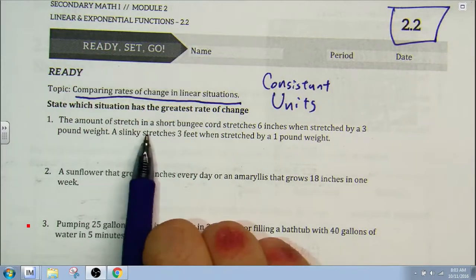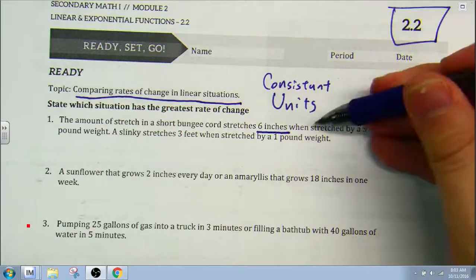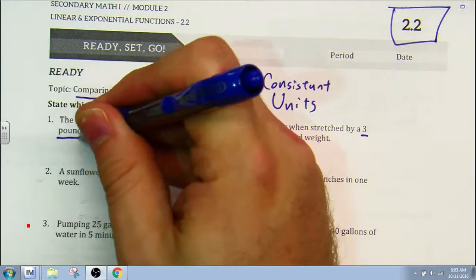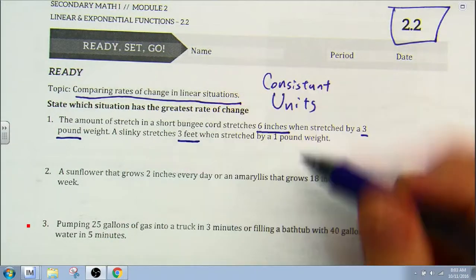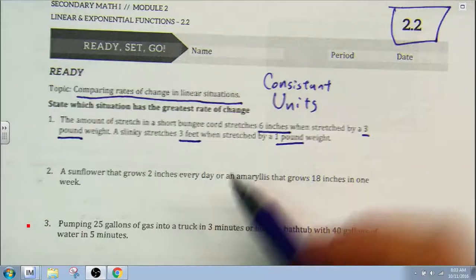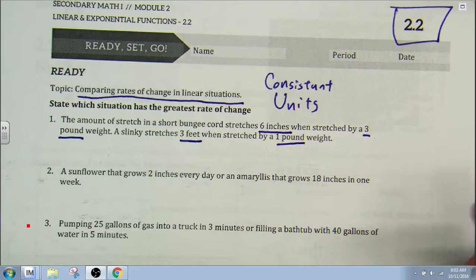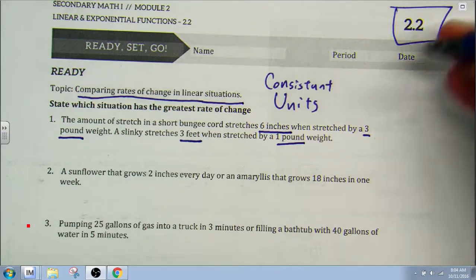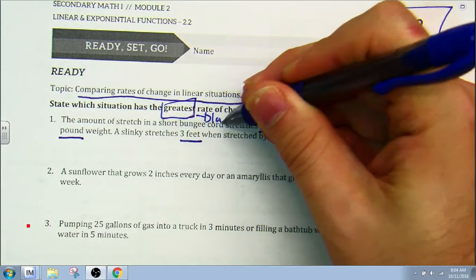It says the amount of stretch in a short bungee cord is 6 inches when stretched by a 3-pound weight. A slinky stretches 3 feet when stretched by a 1-pound weight. So we see we've got inches, pounds, feet, and pounds. What we're trying to see is which one grows fastest. So which one has the greater rate of change, and greater means the larger number.